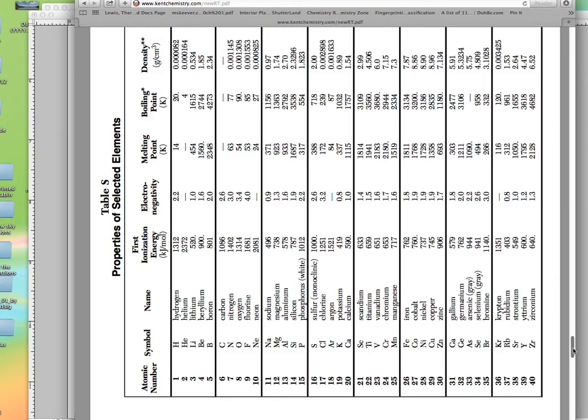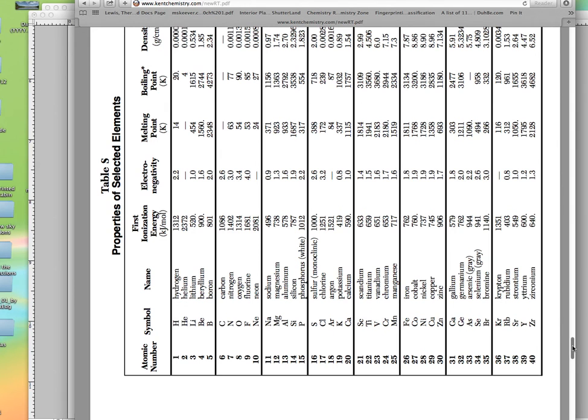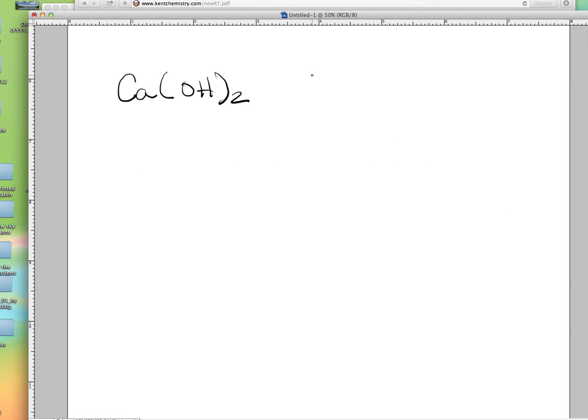Am I on the wrong page? I think I'm on the wrong page. Number 20, where are you? Oh, here it is. Okay, Ca, right there, calcium. Okay, find calcium, so we write down calcium. Ooh, I'm running too fast with my pen.